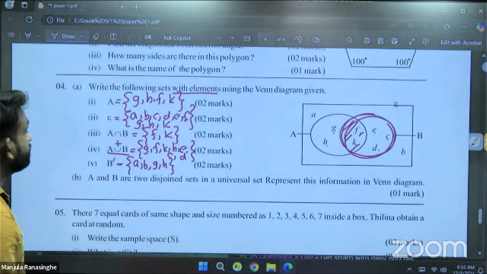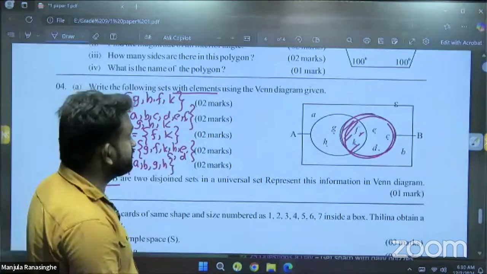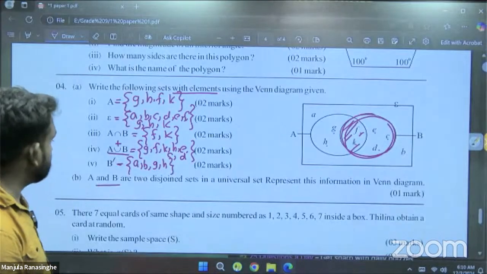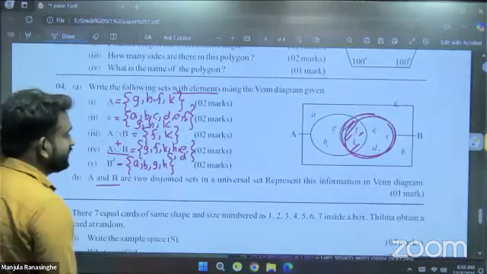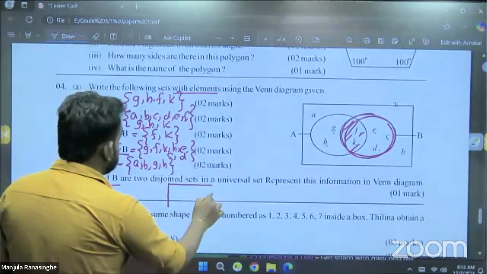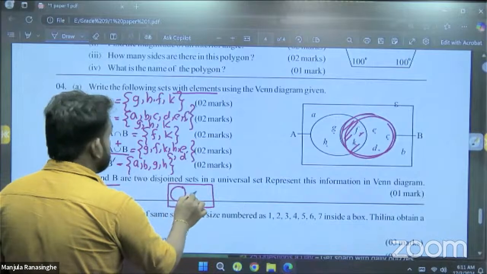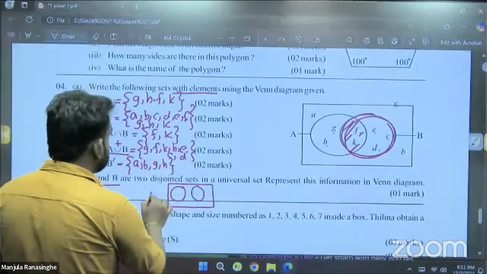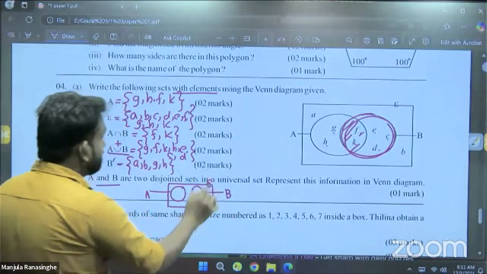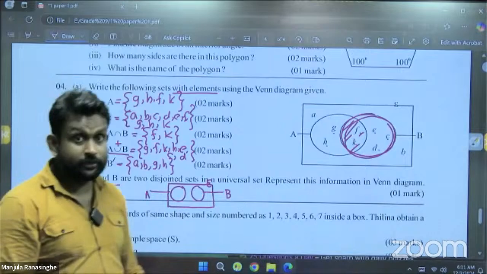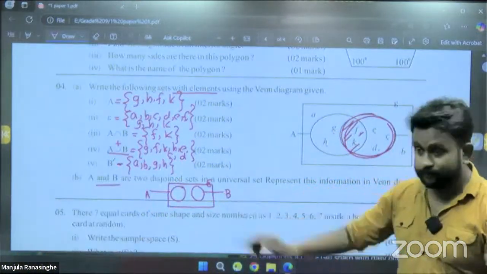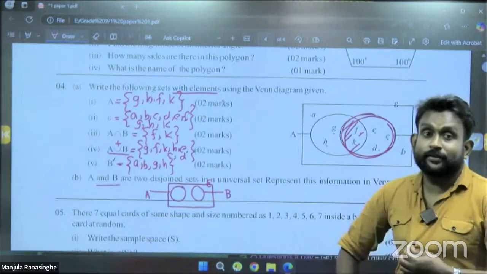Then A and B are two disjoint sets in a universal set, represented in a Venn diagram. If they are disjoint, this is how to draw A and B disjoint. They are not intersecting each other. If there is no intersection, they are disjoint, like this. Okay, this is the disjoint set.